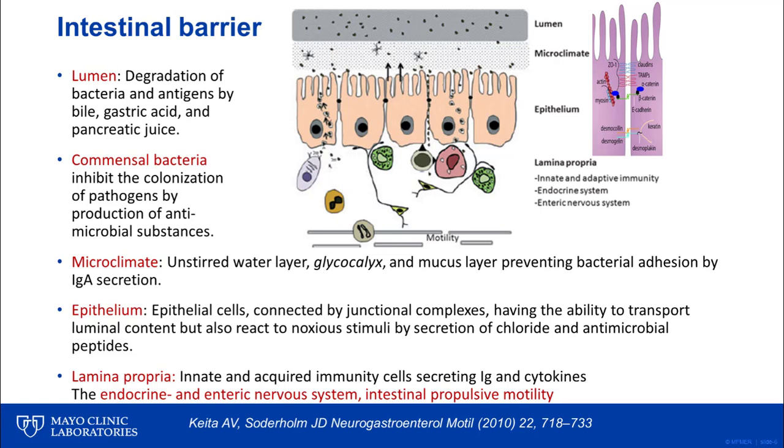Let's not forget the innate immunity, the acquired immunity with immunocompetent cells in the lamina propria, and of course the enteroendocrine cells and the enteric nervous system, which stimulate motor function and propel the content which may contain dietary or pathogenic antigens down the GI tract and out through the stool.